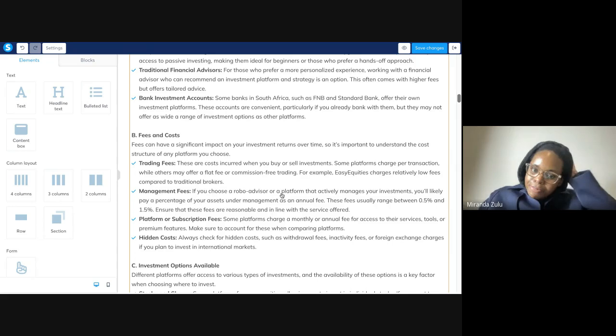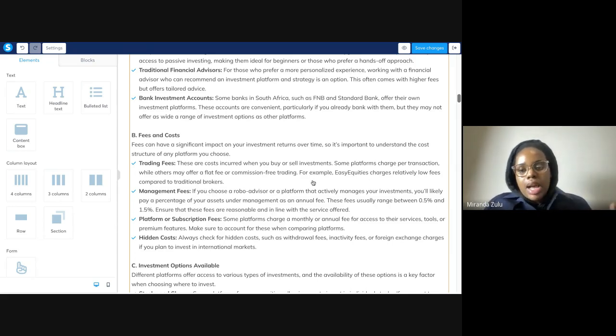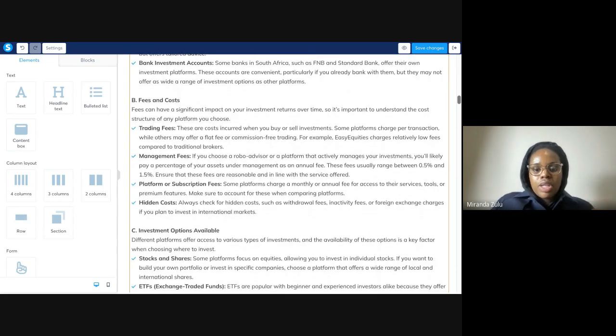And so trading fees, usually these are costs incurred when you buy and sell investments. Some platforms charge per transaction. Some of them charge a flat fee or a commission. So for example, Easy Equities charges relatively very low fees compared to other traditional brokers, and Easy Equities charge fees when you buy. So when you buy maybe a share or an ETF, they'll charge you trading fees, and then they charge you for selling as well. But in the market, they are very competitive at the moment because of their very, very low fees. Satrix now as well has got competitive fees.